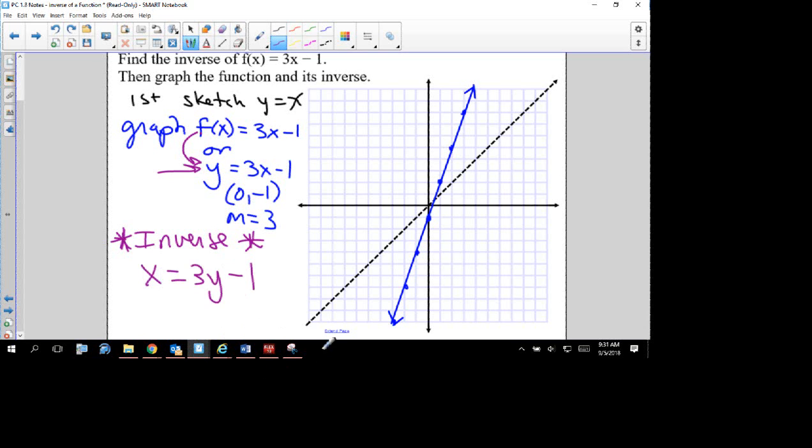Hey. We're not into it as I am. Okay. That's the inverse. Not too bad, huh?